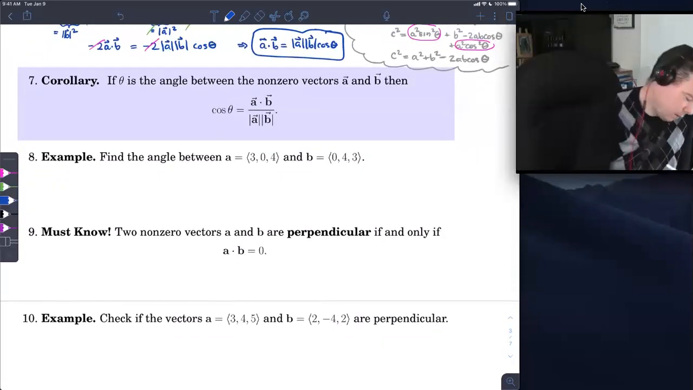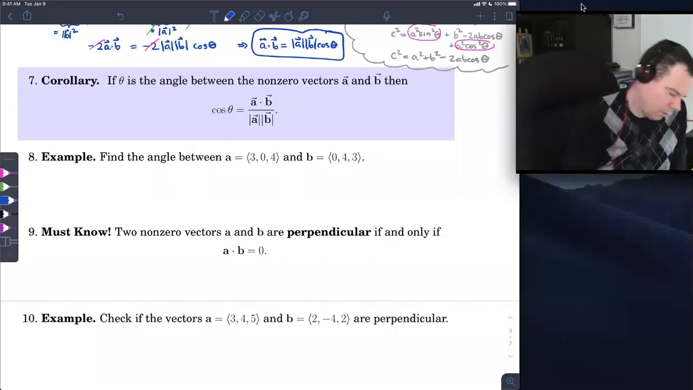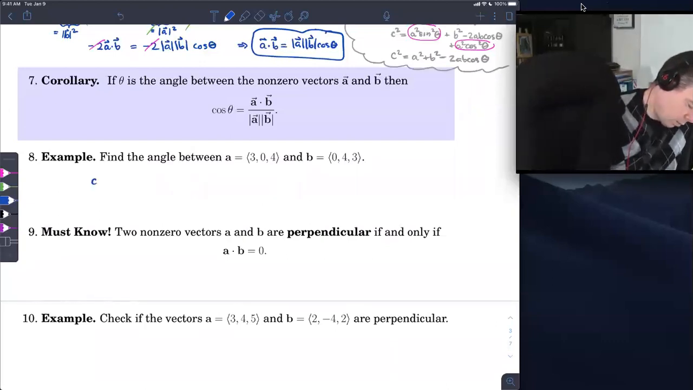Okay, so let's find the angle. We'll do an example here. Find the angle between these two vectors. So what we have to do is we compute the dot product of them, A dot B, and then also divide by their lengths.